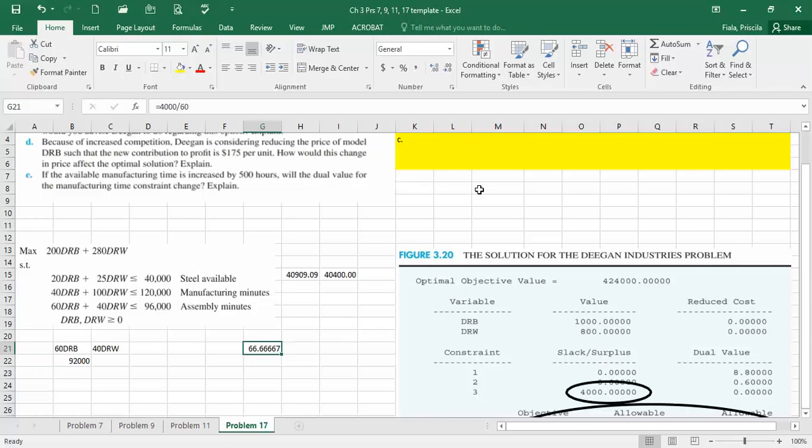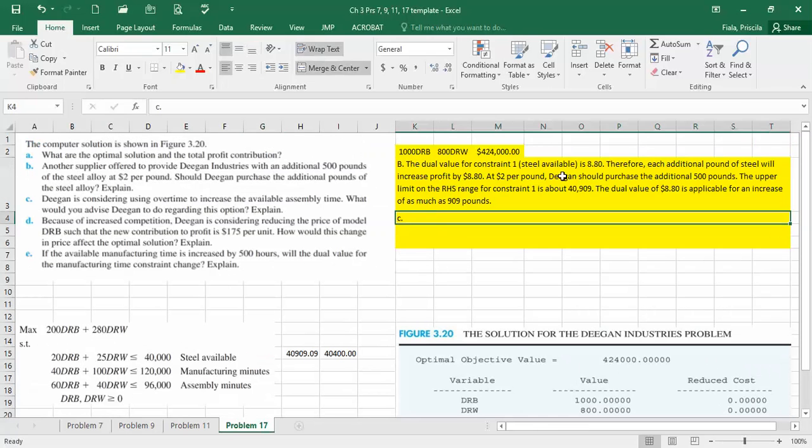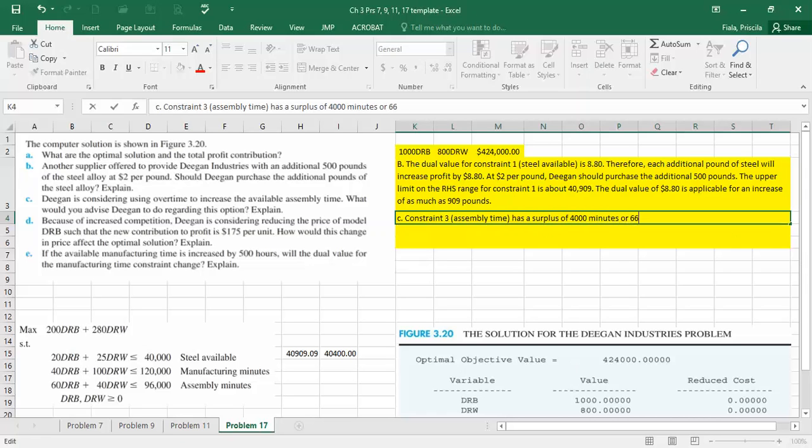It's a surplus. So for question C, the answer would be constraint 3, which is assembling time, has a slack, or you should really call a surplus, but they just call it slack because of the column. Let's put a surplus. I like it better. A surplus of 4,000 minutes or 66 hours.